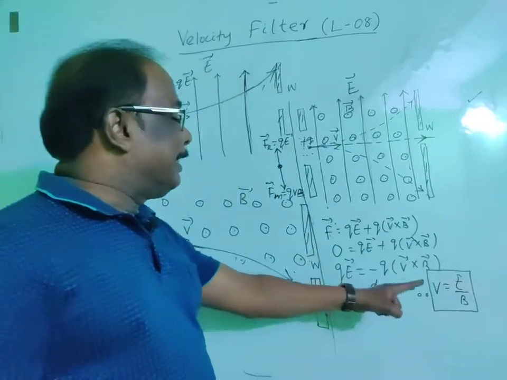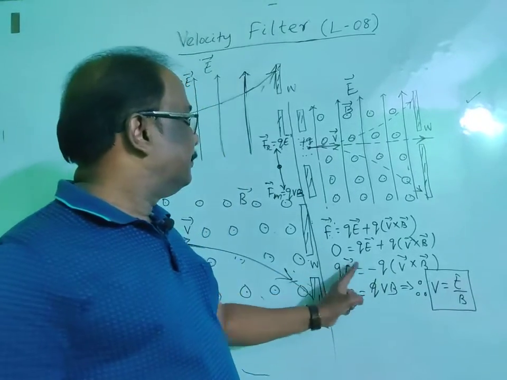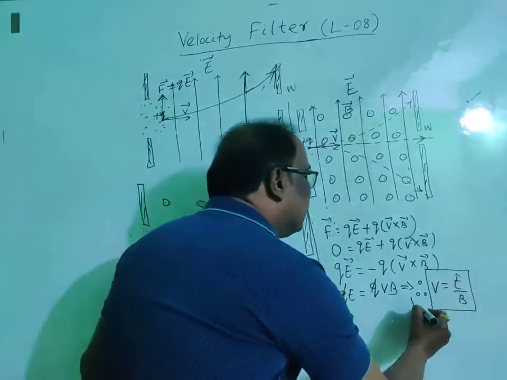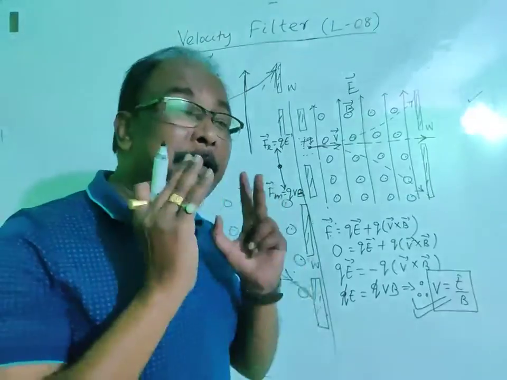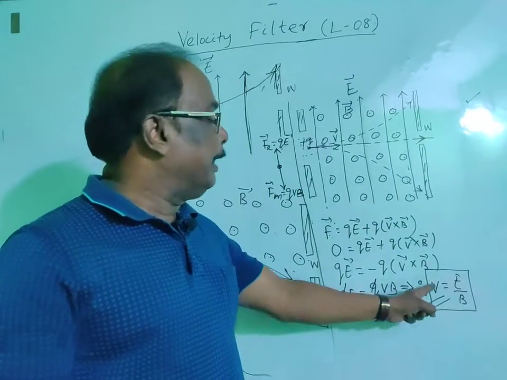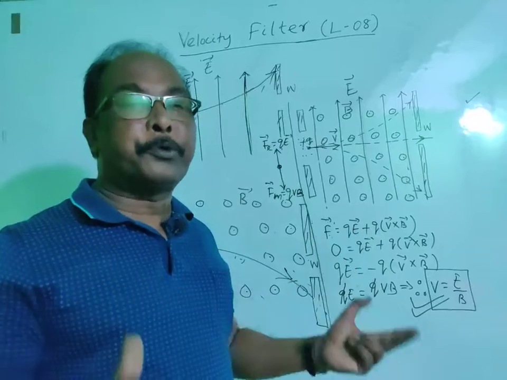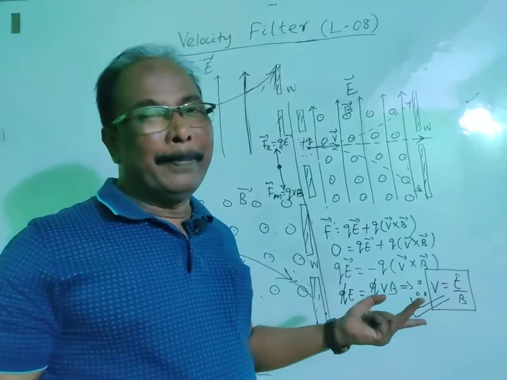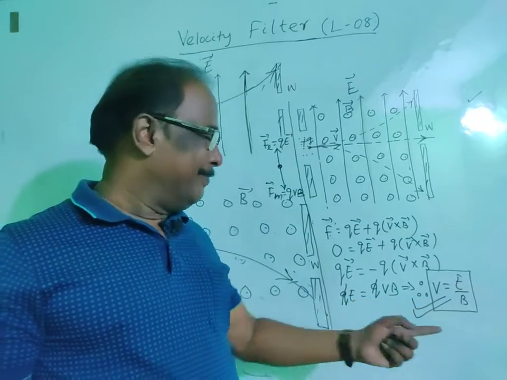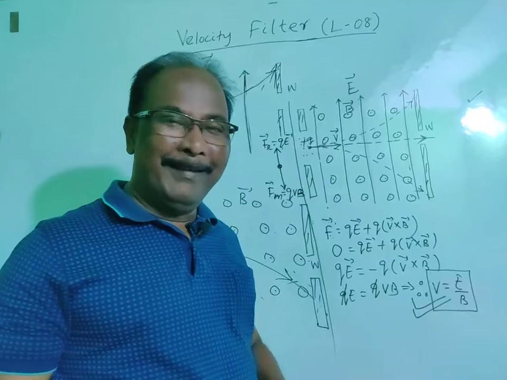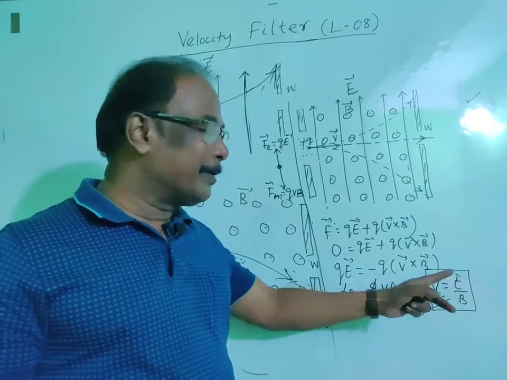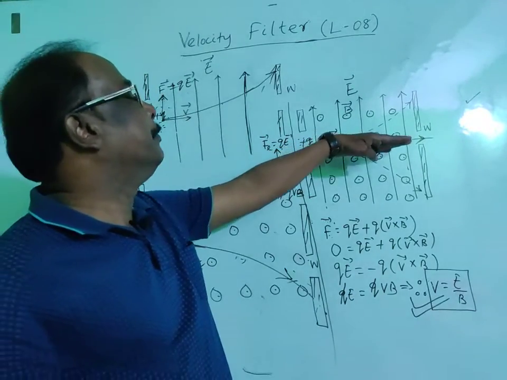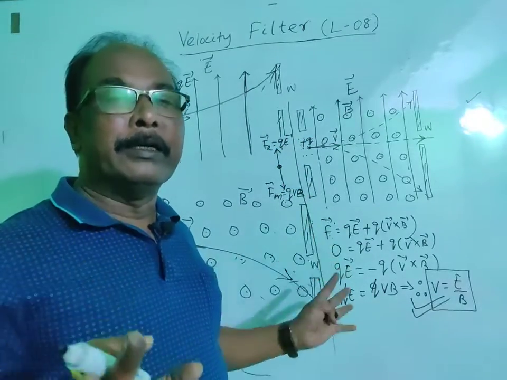So to have zero resultant force, this condition should be satisfied. The magnitude of velocity should be equal to the ratio of the magnitude of electric field to the magnitude of magnetic field. If this condition is satisfied, then the charged particle will move straight, undeviated.